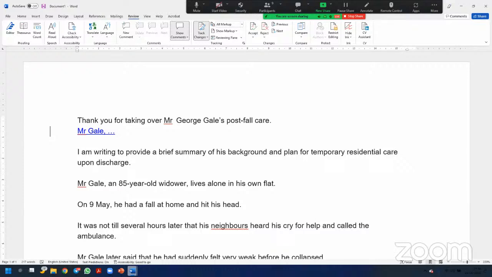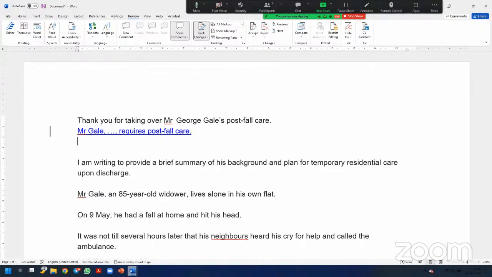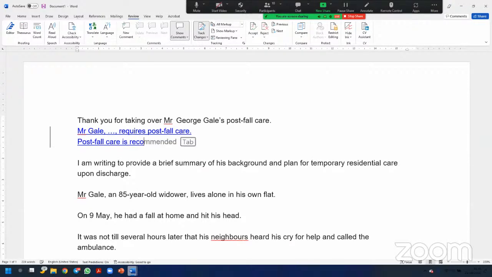Requires, comma, requires post fall care. So try to understand how I'm showing you. Okay, that is number one. Or you can say post fall care is recommended, or advised, or suggested.